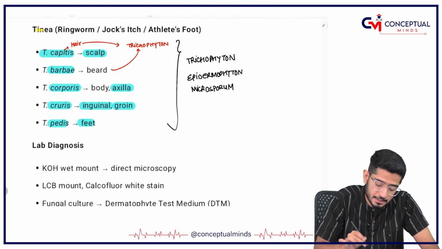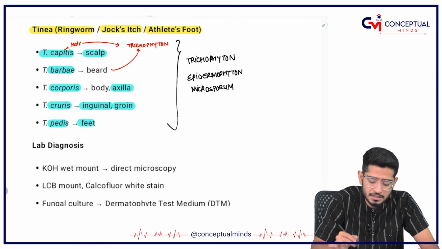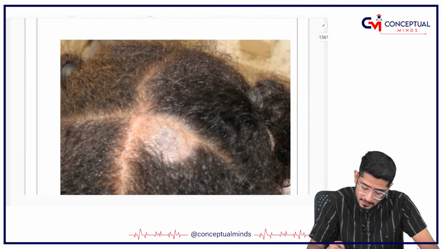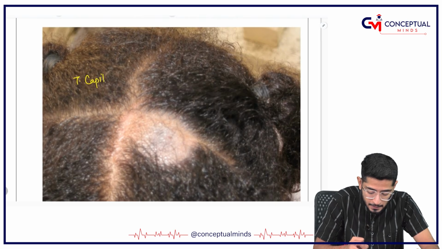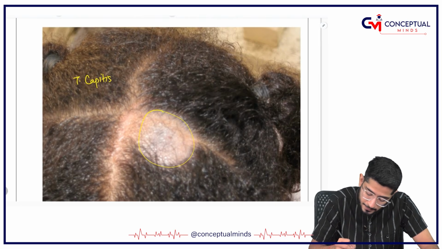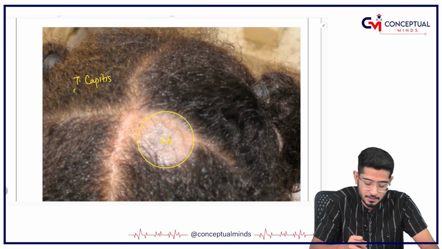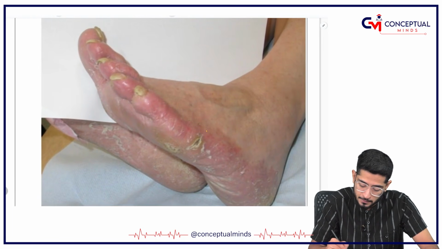Coming on to a very important thing now, tinea. If somebody asks you, tinea is also called ringworm. Okay, tinea is the ringworm infection. It is the jock's itch, itching at the groin area regularly, and we also call it athlete's foot. I'll show you the pictures if I am having. Okay, this is the tinea capitis. Can you see this area? This area is having a black pigmentation. This black pigmentation is tinea capitis.